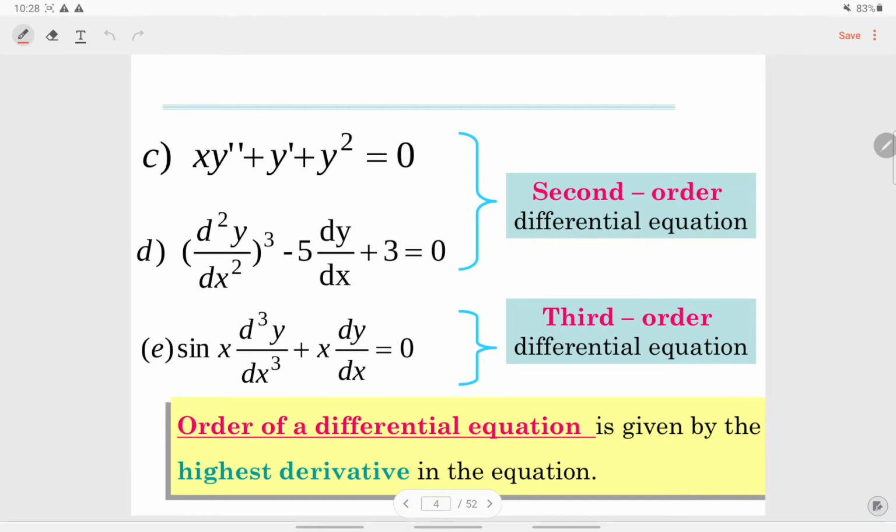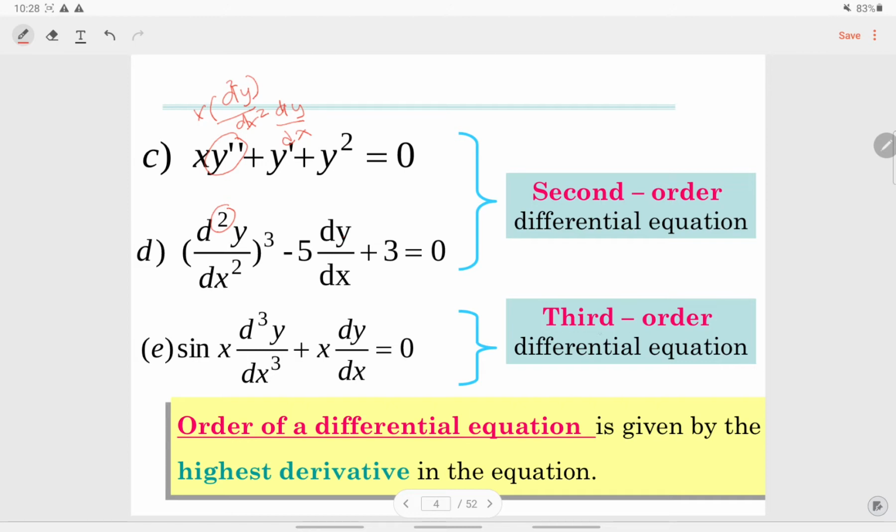This is the example for second order differential equation, x y double prime. Okay, meaning x d squared y over dx squared, plus dy over dx. Okay, the second order. This one also the second order. Okay, this is the first order derivative. So the highest derivative is power of 2, meaning this is the second order differential equation.